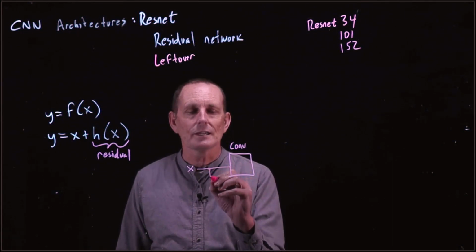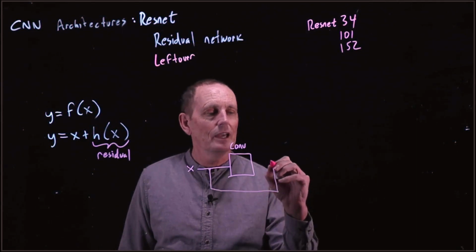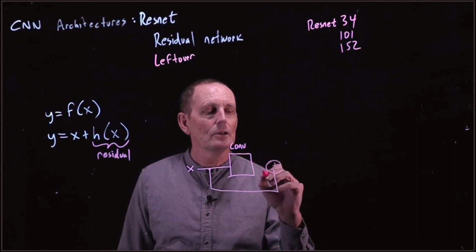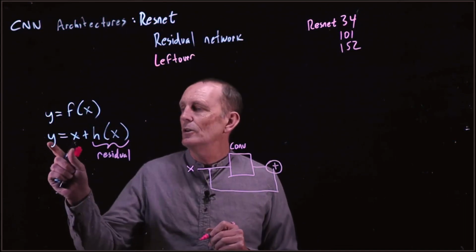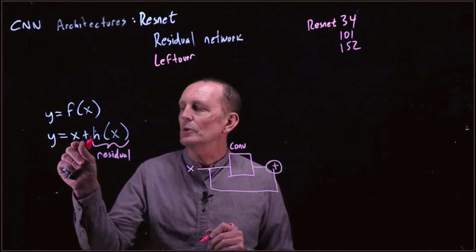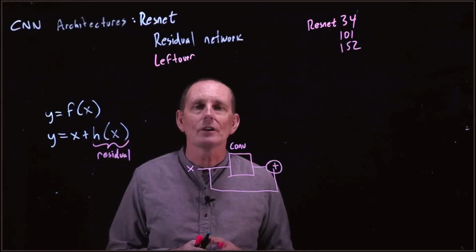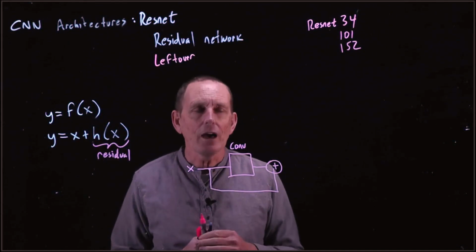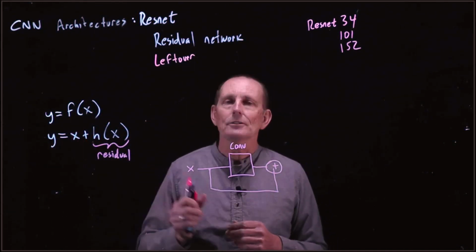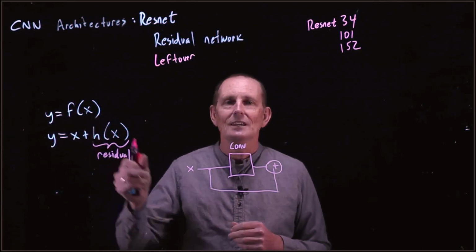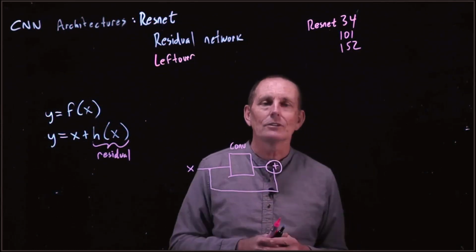We're going to also take x and go around the convolution layer, and we are going to combine them with a pointwise addition. So the output is equal to the input plus h of x, which is the residual, which is the computation of the convolution. So the convolution is no longer responsible for computing the final value. That's how it used to be, where we would just have x, go to a convolution, go to the output, go to the next convolution.